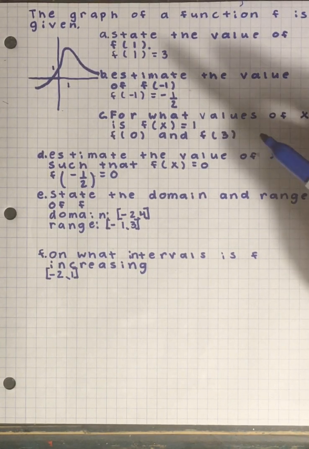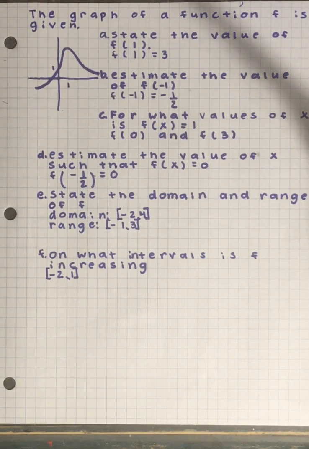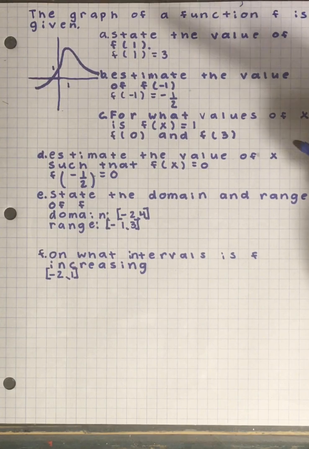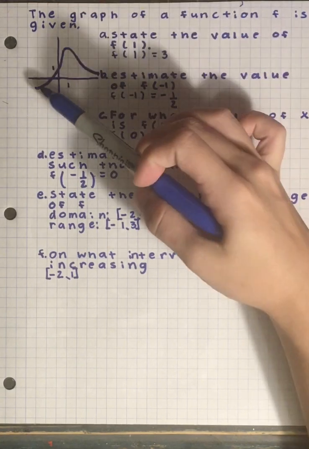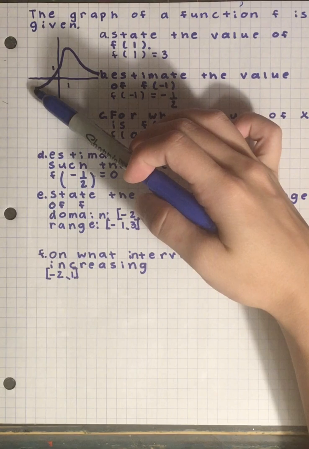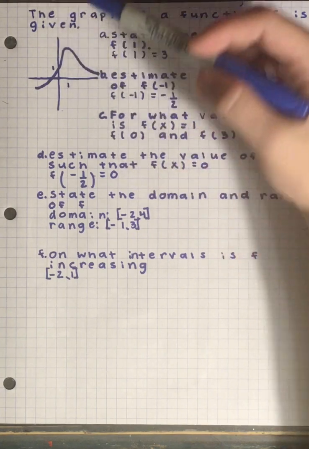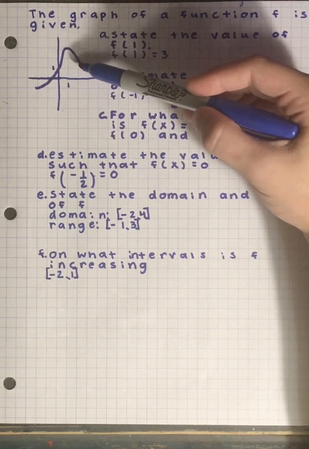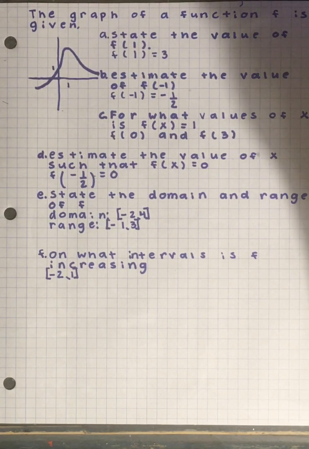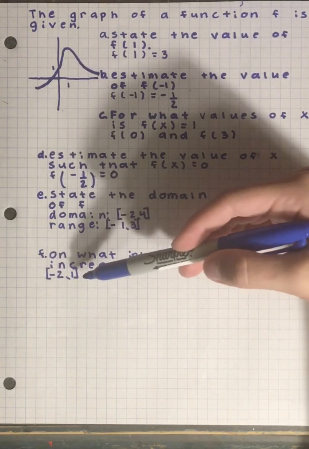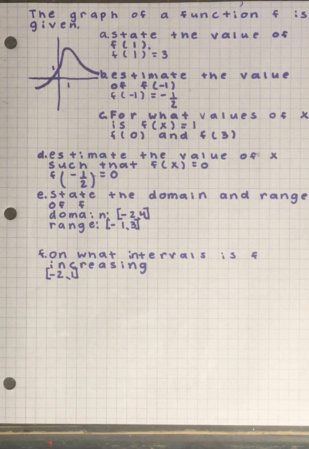Now, for our final question, it wants us to say, at what interval is f increasing? Basically, the graph is increasing when you're going this direction. We can see that the graph is increasing from negative 2, the start of the graph, up to positive 1. Once it reaches positive 1, the graph starts decreasing, just like a slide. So the interval on which the graph is increasing is from negative 2 to 1. We have the square brackets because, once again, these values are included in our interval.